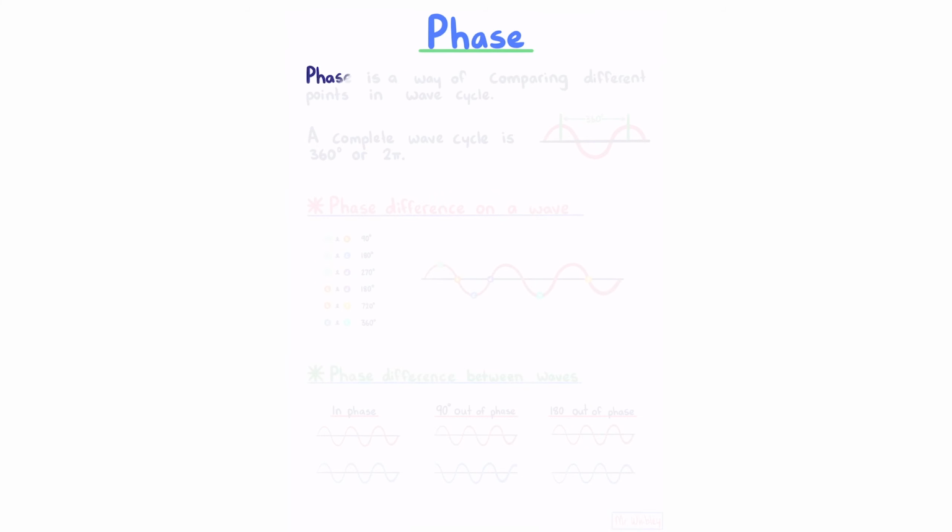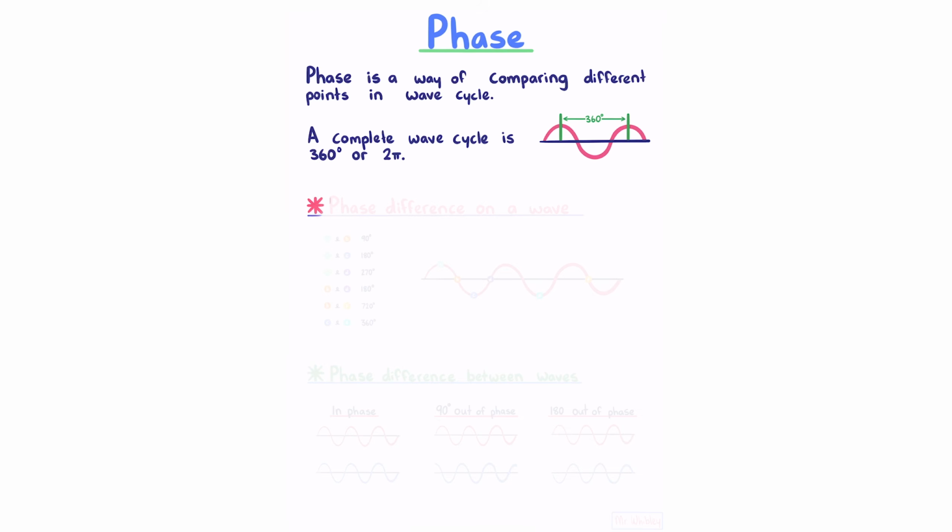Phase. Phase is a way of comparing different points in a wave cycle. A complete wave cycle is 360 degrees, or 2 pi. Phase difference on a wave. A and B are quarter of a wave out of phase, which is 90 degrees. A and C are half a wave out of phase, so 180 degrees. A and D 3/4, so 270. B and D is half, so 180. B and F is 2 full waves, so 720. And C and E is 1 complete wave, or 360.